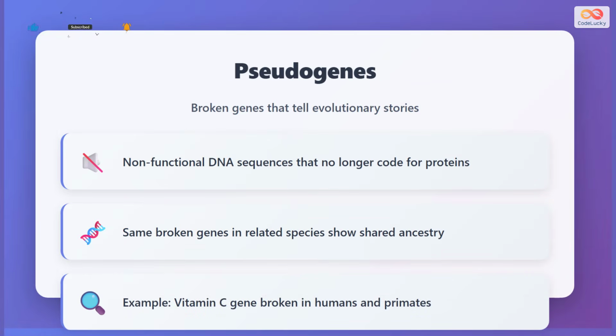Pseudogenes are particularly fascinating pieces of molecular evidence. These are broken, non-functional DNA sequences that no longer code for working proteins. They're like molecular fossils within our genome. What makes pseudogenes so compelling is when the same gene is broken in the same way across multiple related species. For example, the gene for producing vitamin C is broken in humans and all other primates, but it works fine in most other mammals. This shared broken gene is best explained by common ancestry. All primates inherited this same genetic error from a common ancestor who first experienced the mutation. If species were separately created, there's no reason they would share identical broken genes.